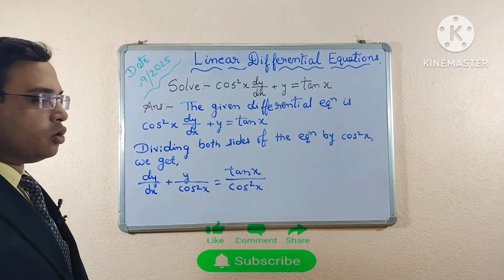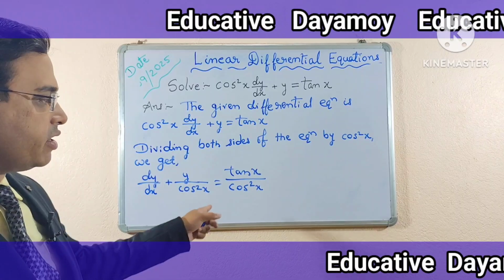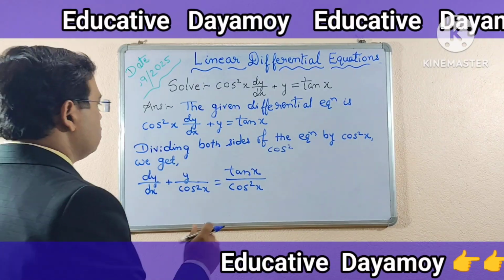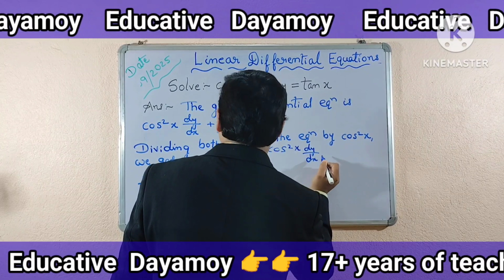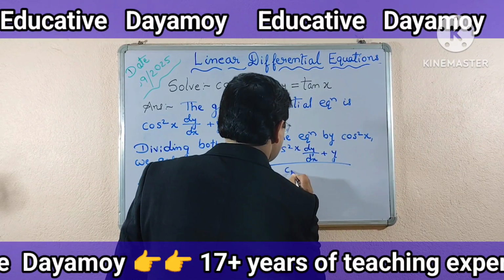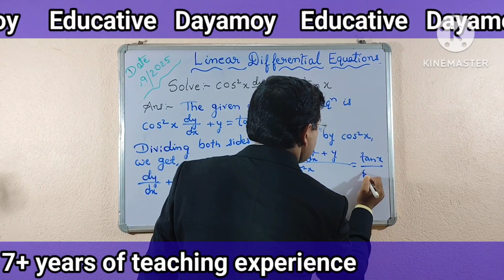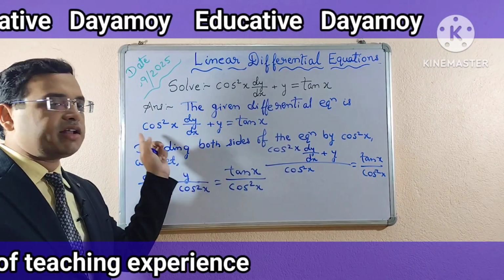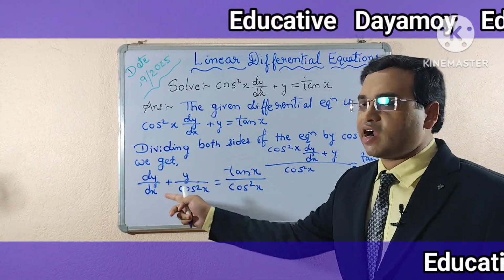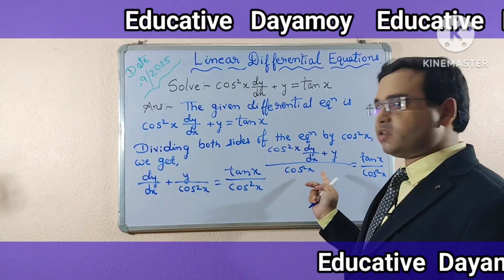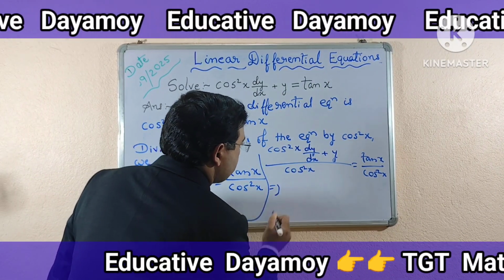Okay, go through this video nicely. I am teaching you in a detailed manner. How this line came, I am explaining on this side. Cos square x dy by dx plus y equals tan x. After dividing both sides of this equation by cos square x, you are getting like this. I have written this step directly. How the step came, I am explaining here. Just see nicely. Now what will it be?